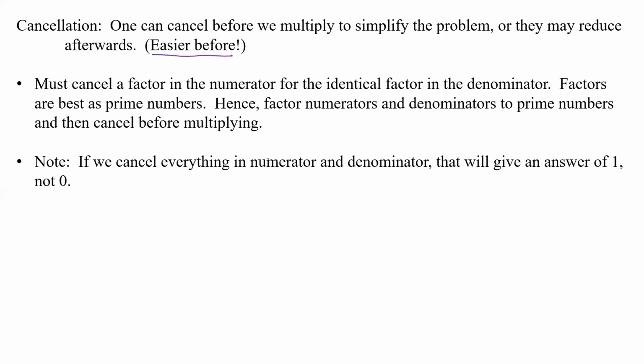Now, one thing to note is, and this is where some people get caught up, if we cancel everything in the numerator and the denominator, that's going to give us an answer of 1, not 0. A lot of people think if you've canceled everything in top and bottom, that must mean it's 0, but that's not correct. It's actually going to be 1, because this divided by this is 1, this divided by this is 1, this divided by this is 1, and so we have 1 times 1 times 1, which is 1, and so it really is equal to that 1.